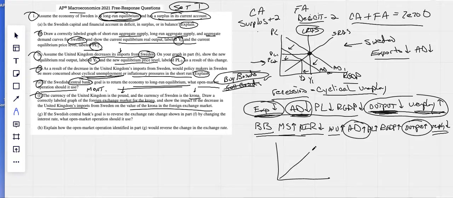So we should know that the foreign exchange market is just a supply and demand of what's inside the FOREX, right? It is for the krona, so krona, their symbol is KR. It is quantity of KR down here. And it is the pound. Anyway, close enough. It is the pound to the krona. Right? Draw a correctly labeled graph of the foreign exchange market. And now we've got the currency is the pound, and show the impact of a decrease in imports.